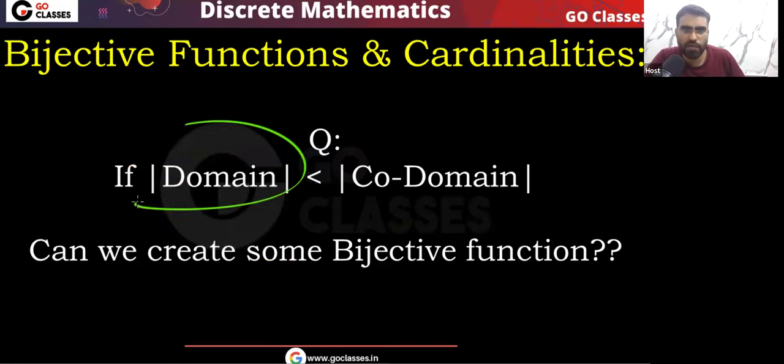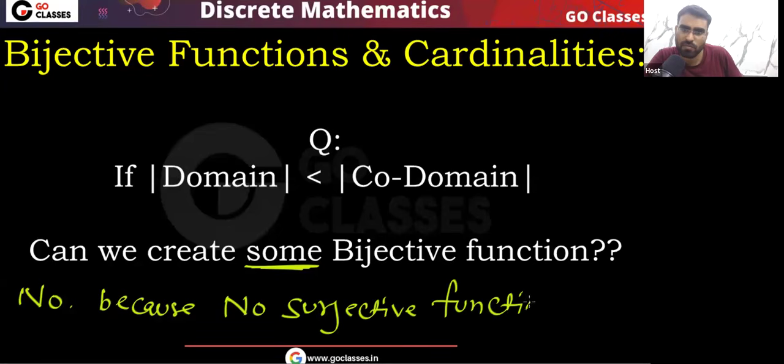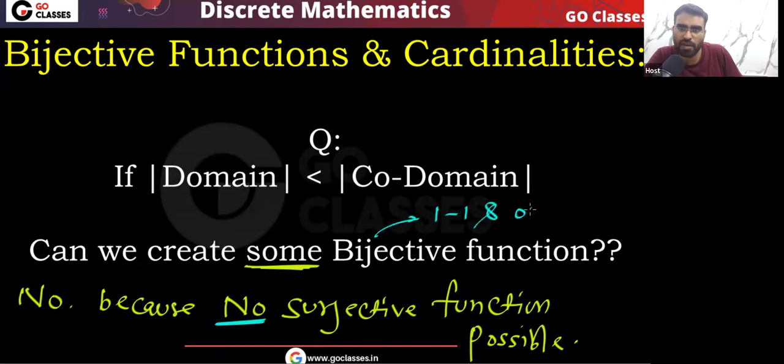What about this? When domain cardinality is less than codomain cardinality, is bijective function possible? Can we create some bijective function? Again, the answer is no. But what is the reason? Because no surjective function is possible in this situation. So that is the reason bijective function is also not possible, because bijective function means one-one and onto. Okay, so this is the idea.